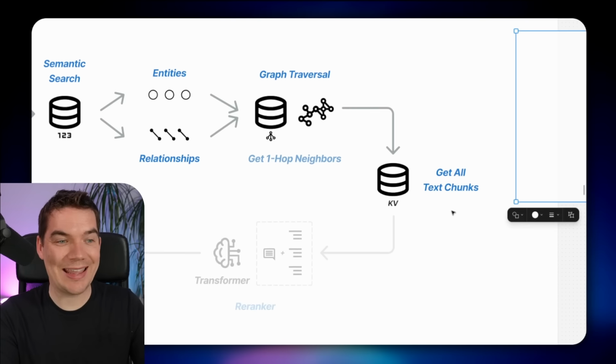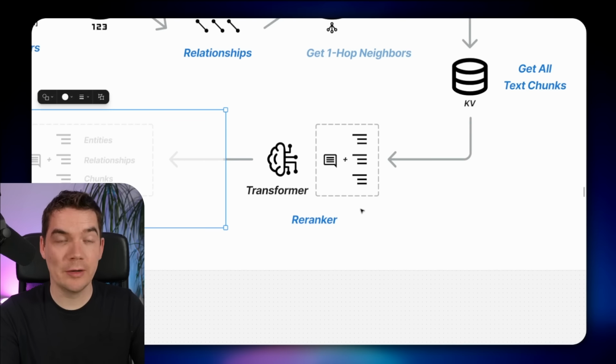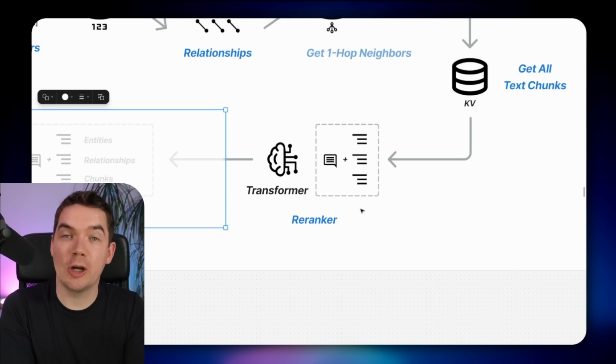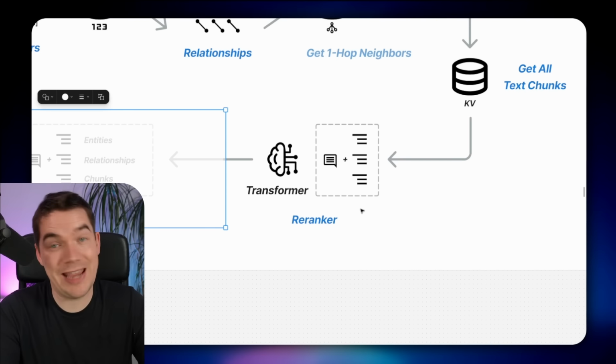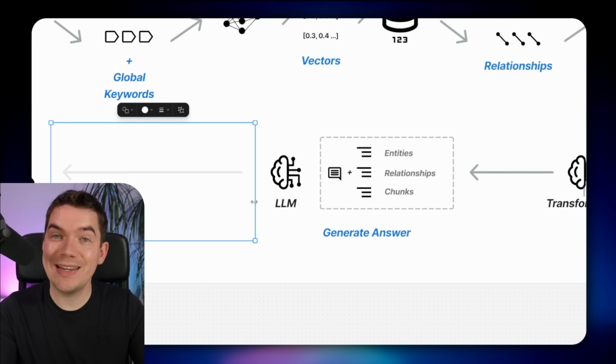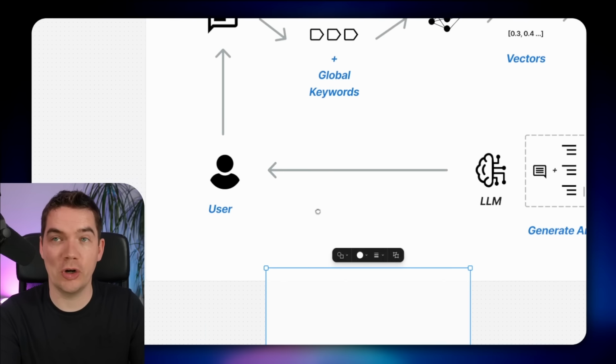Off the back of that, it then gets all the text chunks, and as I recommended, you send it into a re-ranker, which is a cross-encoder, and it can compare the user's question with the various chunks to provide the top 10, for example. And from there, those entities, those relationships, and the top 10 chunks are sent into the LLM to generate an answer, which is then returned to the user.